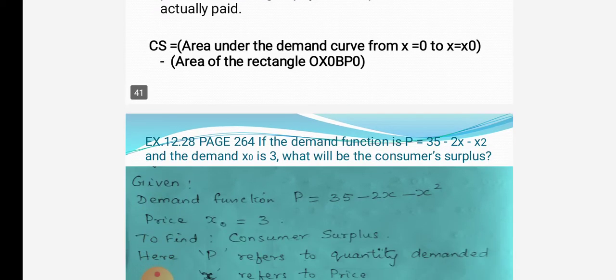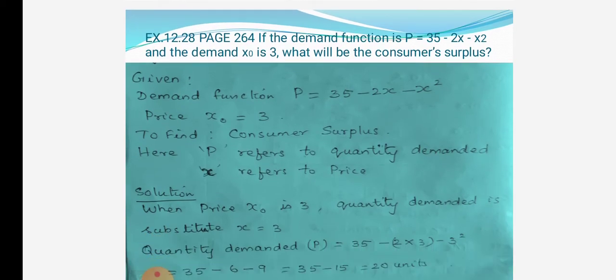Now take page number 264. You have a sum. In that sum, the demand function is given to be P is equal to 35 minus 2x minus x square, and x naught is given to be 3. Here, when you say P is equal to 35 minus 2x minus x square, x is nothing but the price of the commodity. P is nothing but the demand function, which means quantity demanded.